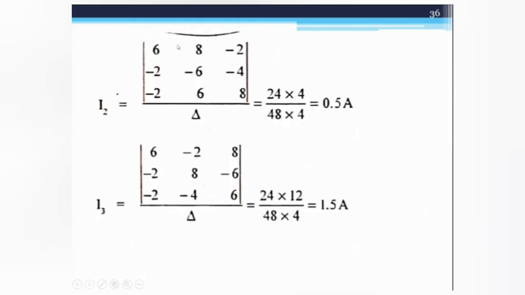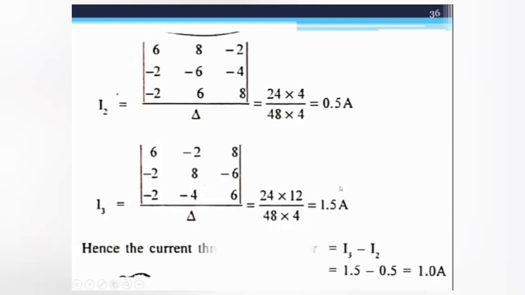So I2 equal to D2 by D, and I3 equal to D3 by D. We get I2 equal to 0.5 ampere and I3 equal to 1.5 ampere. So the current through the 4 ohm resistor is I3 minus I2, equal to 1.5 minus 0.5, which is 1 ampere.